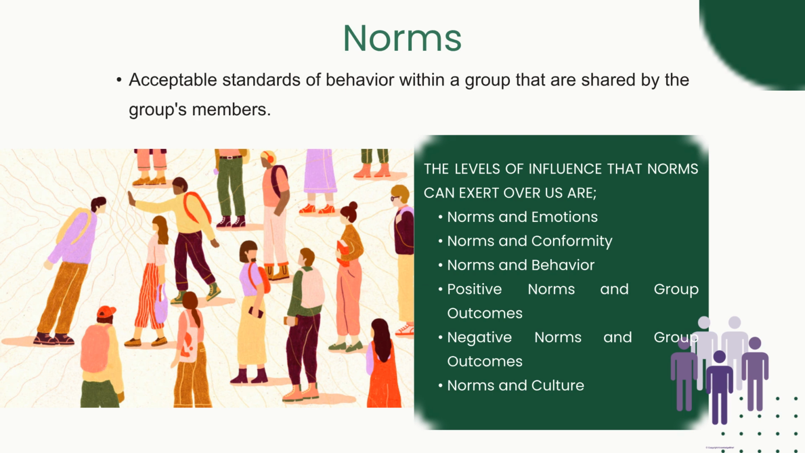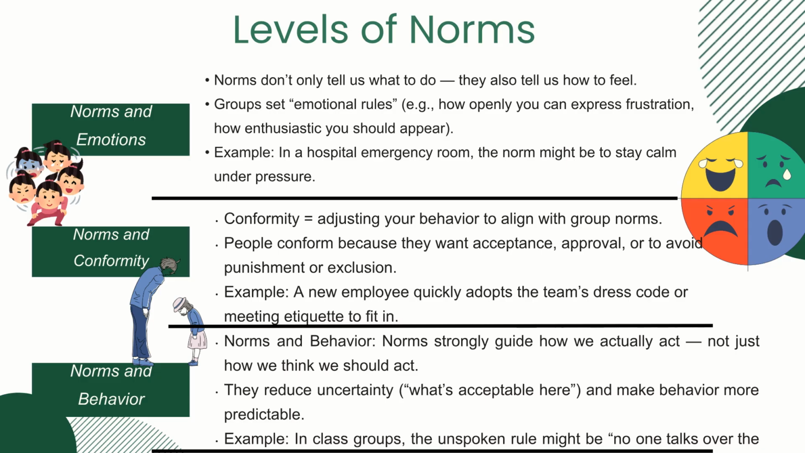The levels of influence that norms can exert over us are norms and emotions, norms and conformity, norms and behavior, positive norms and group outcomes, negative norms and group outcomes, norms and culture. Levels of norms. 1. Norms and emotions don't just tell us what to do, they also guide how we should feel in a group. For example, in a hospital emergency room, the norm is to stay calm under pressure, even when situations are stressful. Groups set these emotional rules to help members act and feel in ways that fit the group's expectations.